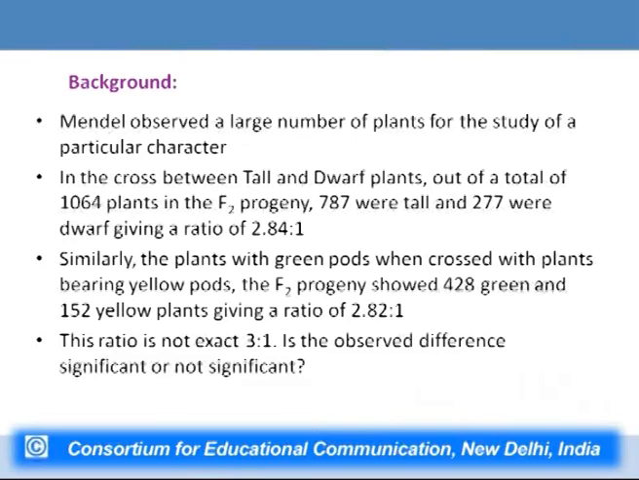Now, is the observed difference between his hypothesis of a 3:1 phenotypic ratio in a monohybrid cross and the results he obtained of 2.84:1 and 2.82:1 significant, or is this difference not significant? How do we find that out? We can find that out using the chi-square test.